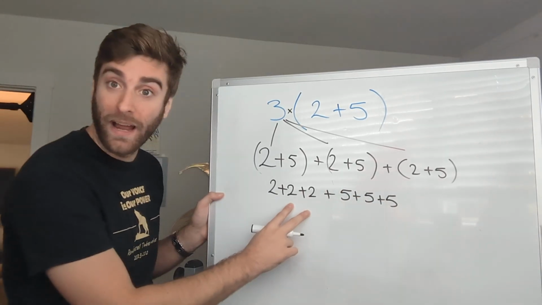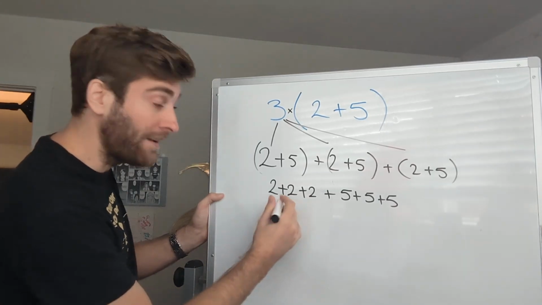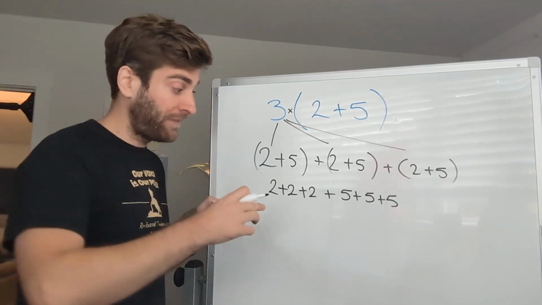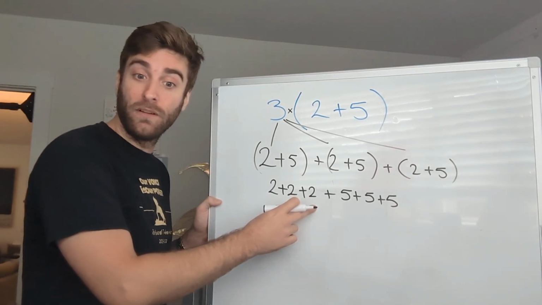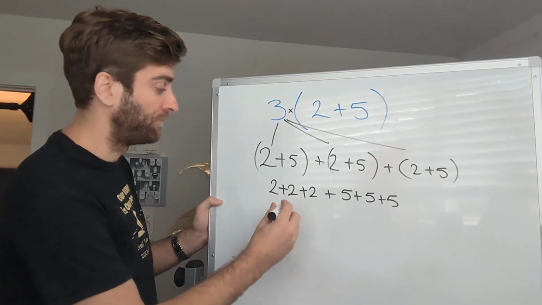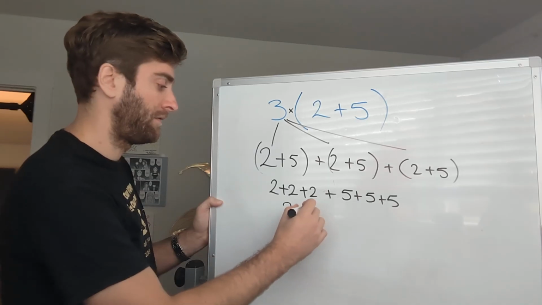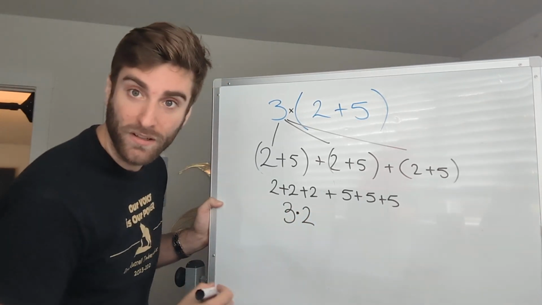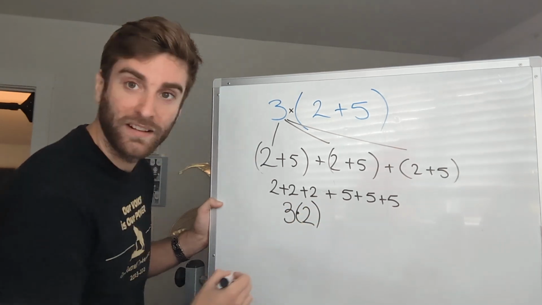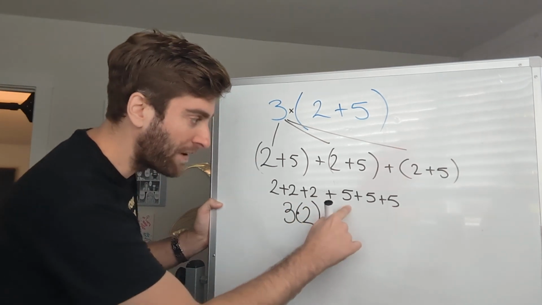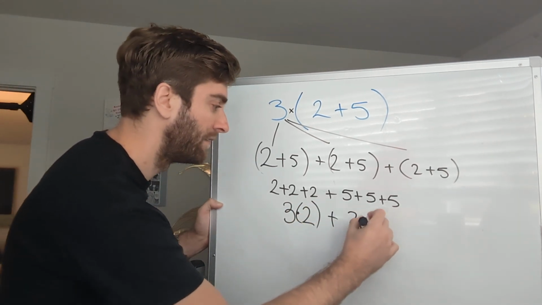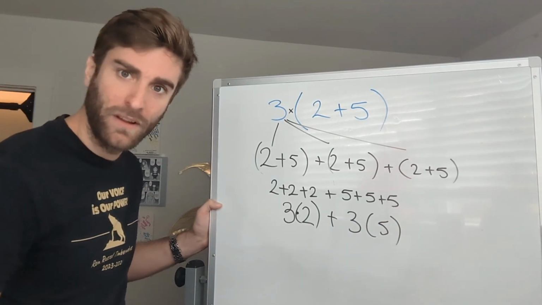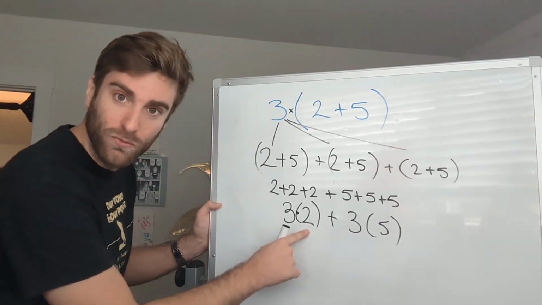How many 2's do I have? I have 3. So I could say, right, repeated addition is just multiplication. 2 plus 2 plus 2 is 3 times 2. I'm going to use my little dot to mean multiplication here. I can even do the parentheses if I like. And then how many 5's do I have? I have 3 5's.